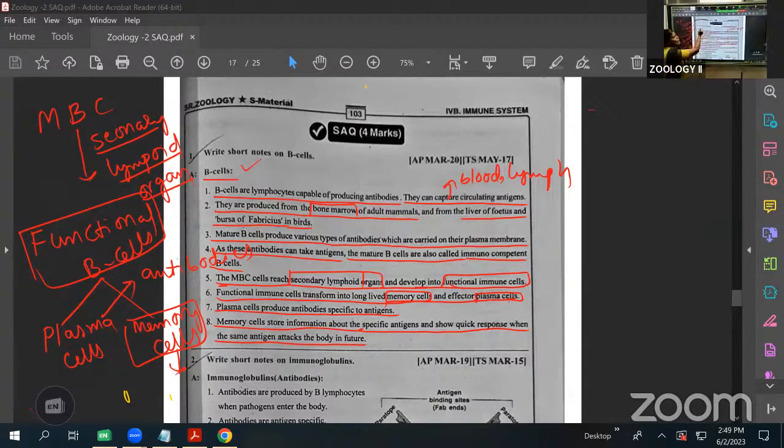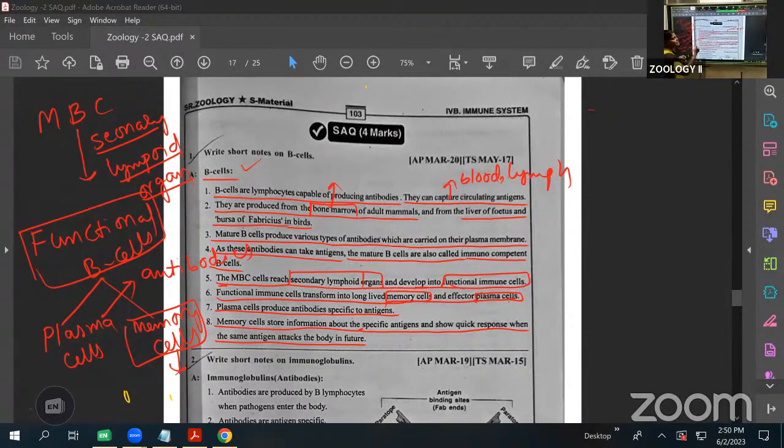Here, this one is about the B cells. B cells are one type of lymphocyte. The B cells mainly produce the antibodies and capture the antigens. They are produced in the bone marrow of adult mammals, in the liver of the fetus, and in birds by the bursa of Fabricius.